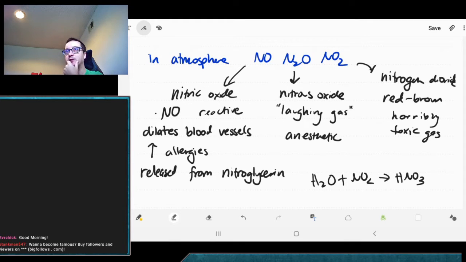What else do we have for nitrogen? Let's see, let's check the notes here. Useless, useless, useless. Do I want to talk about that? No, not really.